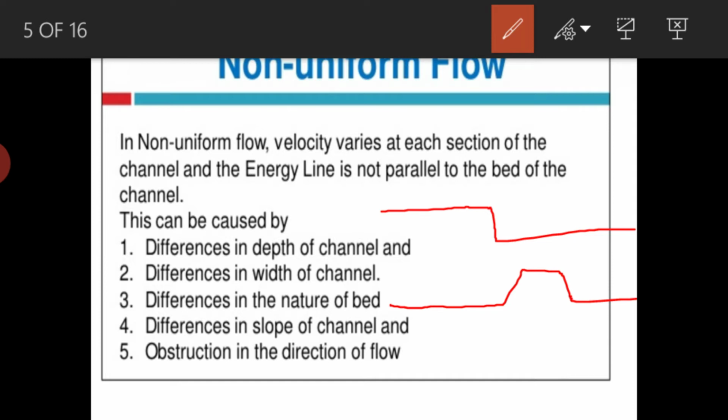Because of obstructions like a drop or a hump, the depth of flow varies, or because of varying the width of the channel, the depth may get varied, or because of the nature of the bed, non-uniform flow may take place. Then because of changes in the slopes of the bed, non-uniform flow may take place. So these are the conditions to get non-uniform flow in a channel.